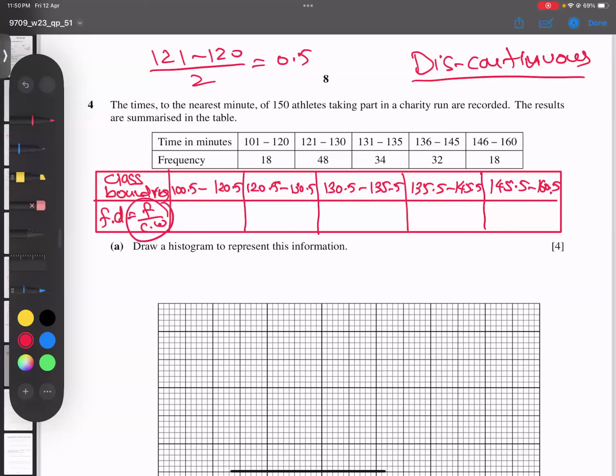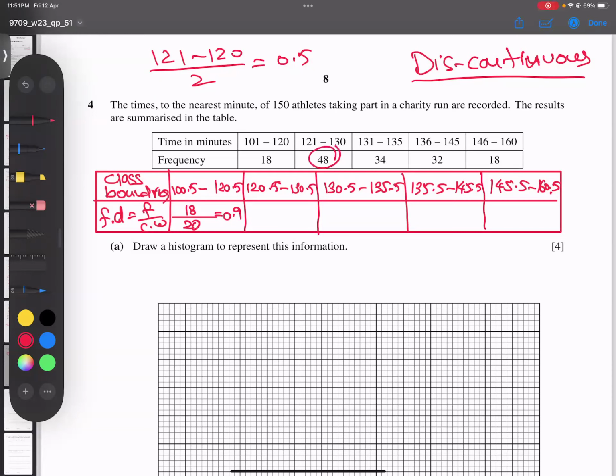So now, students, what is the frequency density? Frequency is 18, and class width is the gap of these. So this frequency 18 is divided by the gap of these numbers. Subtract. So 120.5, I repeat, 120.5 minus 100.5 is naturally coming 20. So if I divide 18 by 20, I get 0.9. So I believe you got how I got it, 0.9.